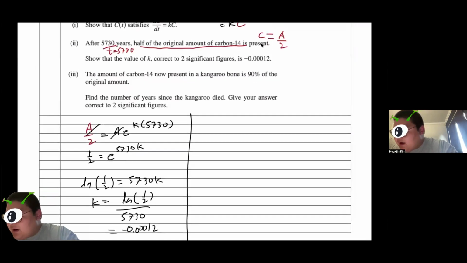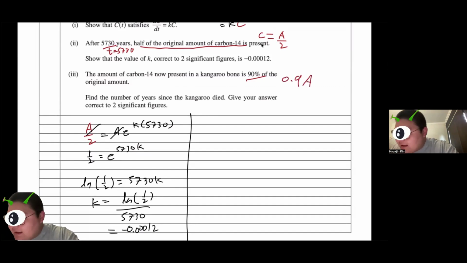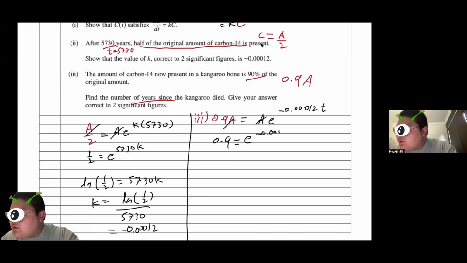Now, the amount of carbon-14 now present in a kangaroo bone is 90% of the original amount. Whoa, 90%. What does that mean? I have 0.9A, and then I'm looking for the number of years. So I have 0.9A equals A e to the power of negative 0.00012t. A's cancel out again. 0.9 equals e to the power of negative 0.00012t. So you just do ln.